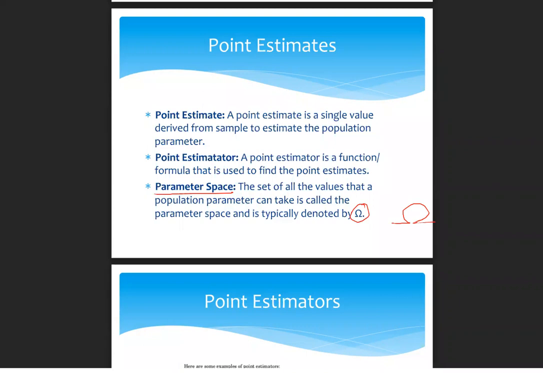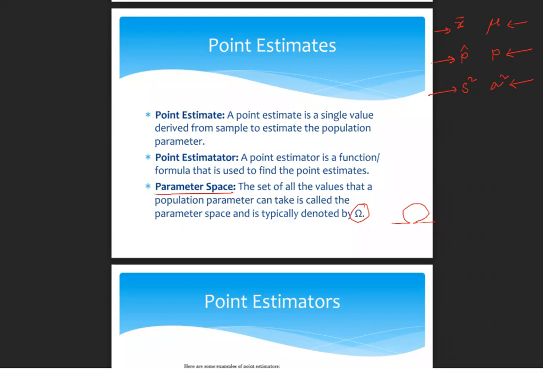Remember, once again, I said it before, X bar is the sample mean, mu is the population mean. This is a statistic and this is a parameter, okay? P hat is the sample proportion, P is the population proportion. This is a statistic and this is a parameter. And S square is the sample variance, which is a statistic, and sigma square is a population variance, which is a parameter. Okay. Now, having said that, the possible values for any particular parameter is the parameter space.